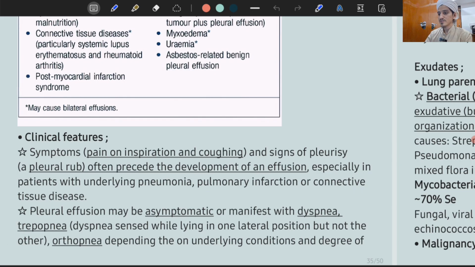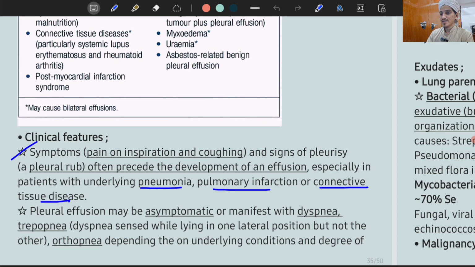What are the clinical features of the pleural effusion? Symptoms. So there will be pleuritic chest pain. What is that? Pain on inspiration and coughing, and signs of pleurisy. And on auscultation, you can hear a pleural rub, which precedes the development of an effusion, especially in patients with pneumonia, infarction, or connective tissue disease. You can have pleuritic pain in pneumonia, pulmonary infarction, and connective tissue disease.